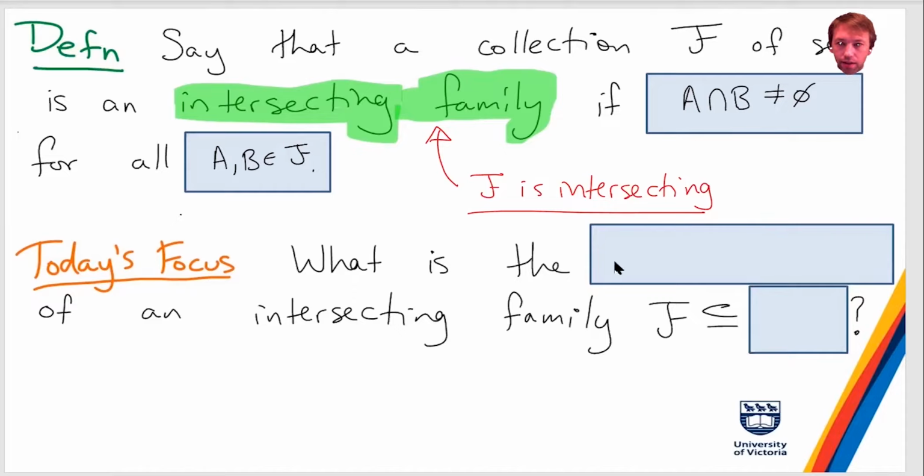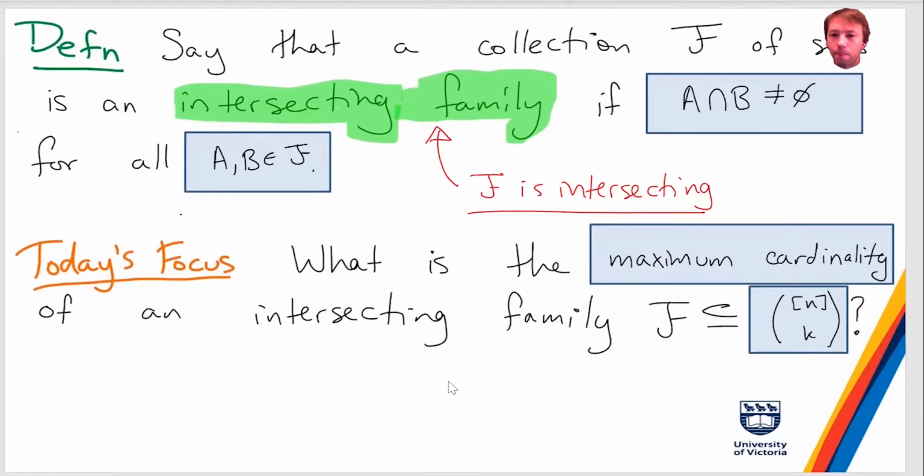Okay, and the main focus today is an extremal question about intersecting families. What's the maximum cardinality, the maximum size, of the family F, an intersecting family F contained in, let's say, the numbers 1 up to n, choose K? In other words, the sets of size K. So we want to maximize the size of F subject to the constraint that it's intersecting.